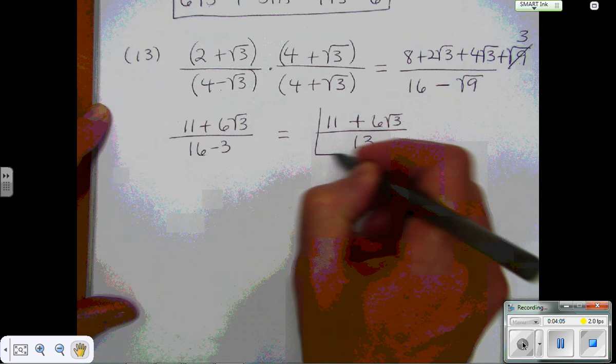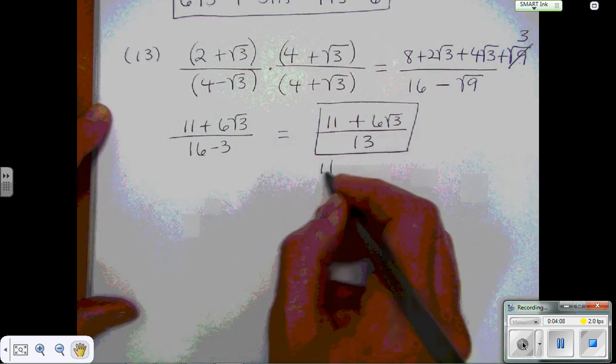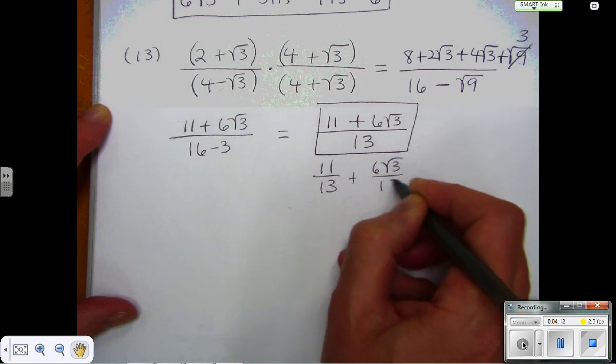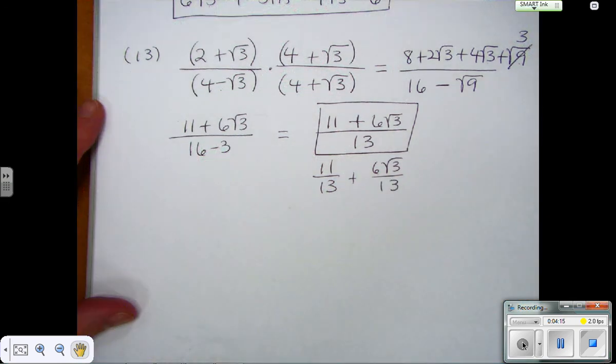Now you could write it as 2 separate fractions if you want. It's not going to matter. I don't care. They're both the same thing. It's just whatever your preference is.